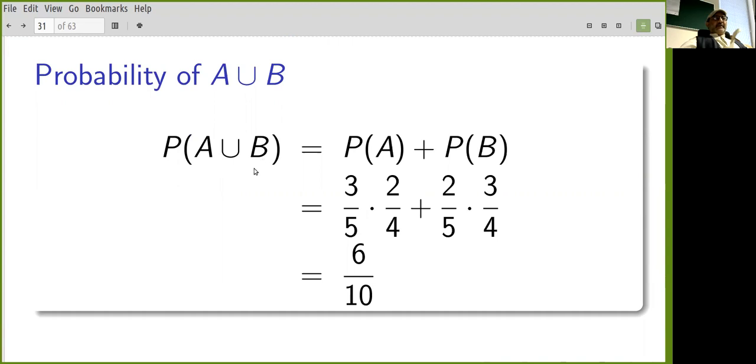So the probability of one or the other happening, A union B, A or B, is the probability of A plus the probability of B minus the probability of A intersection B. But A intersection B is empty, right? If A is occurring, B can't occur. If B is occurring, A can't occur. So it's the probability of A plus the probability of B. We add the 2 probabilities that we found, and we got 6 out of 10.